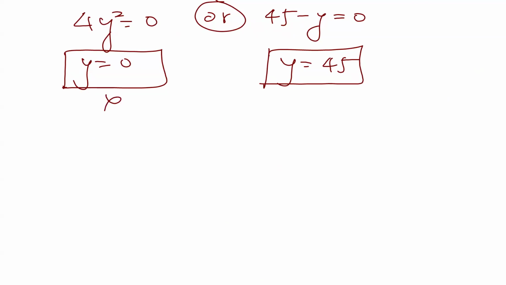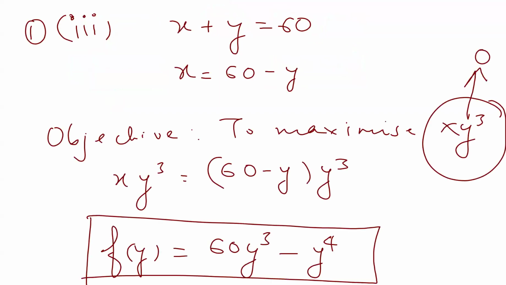If it is a numerical, if it's not a word problem, you can very well take the value of y as 0. But then since this is a word problem, y equal to 0 will have some implication. And what is the implication? If you put y equal to 0 in xy cube, xy cube will also be 0. So that won't be the maximum value of xy cube. Okay. So let's take y equal to 45.